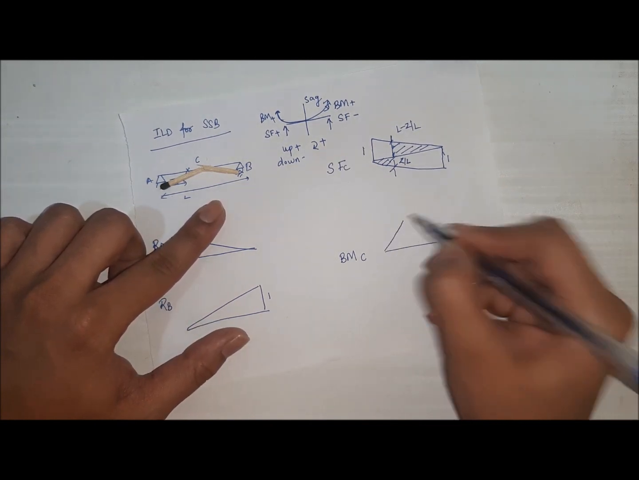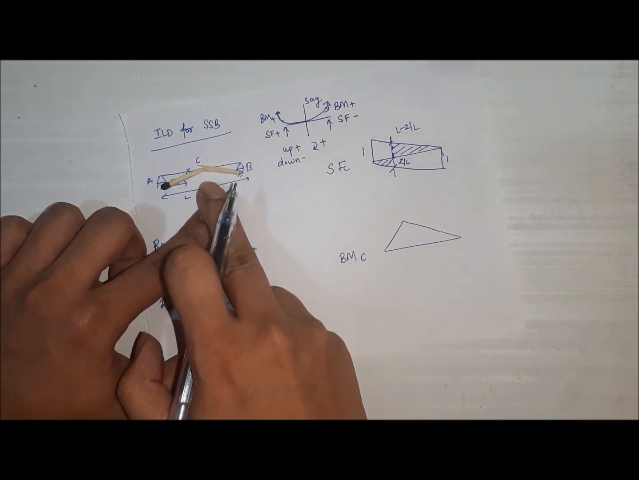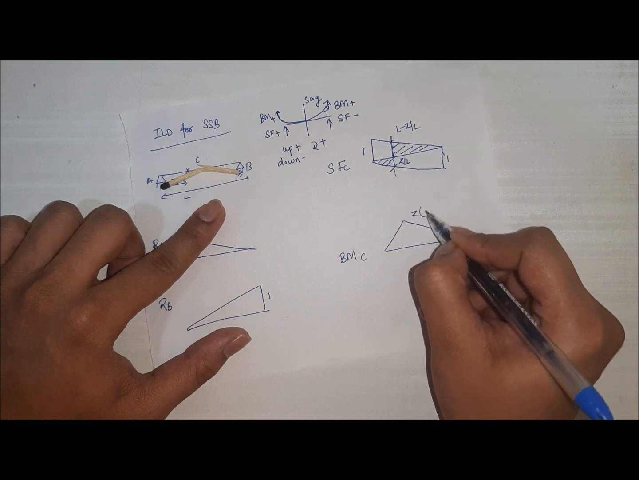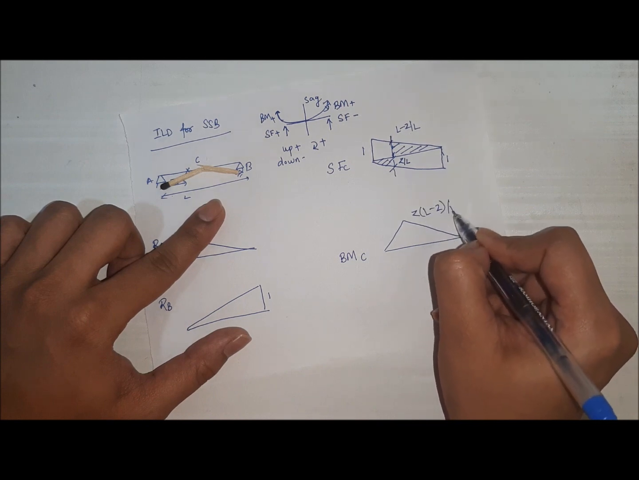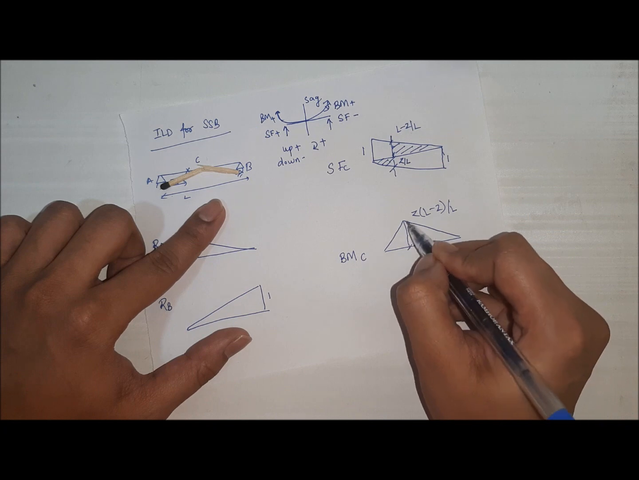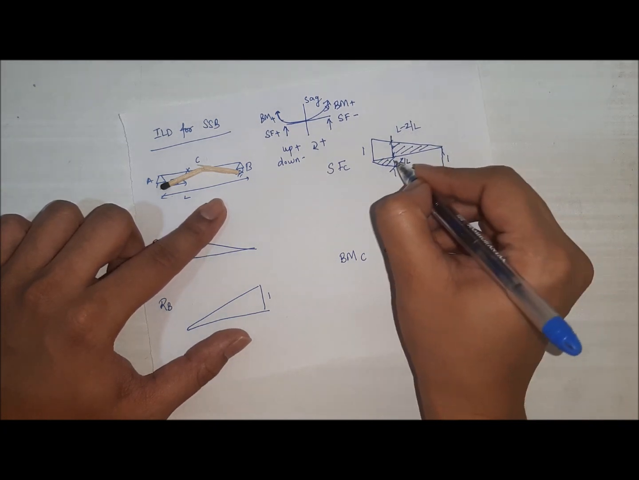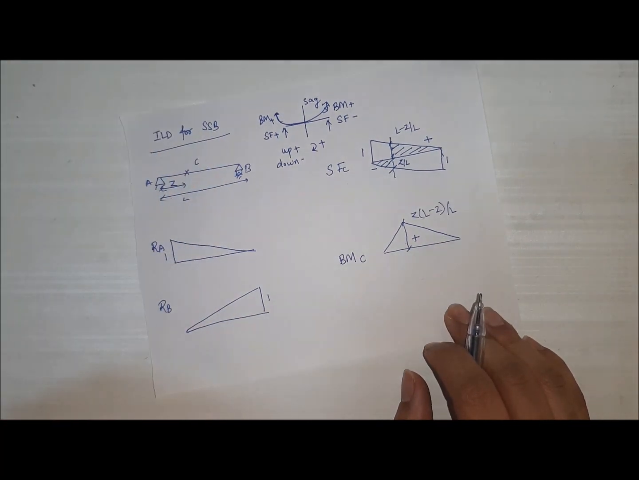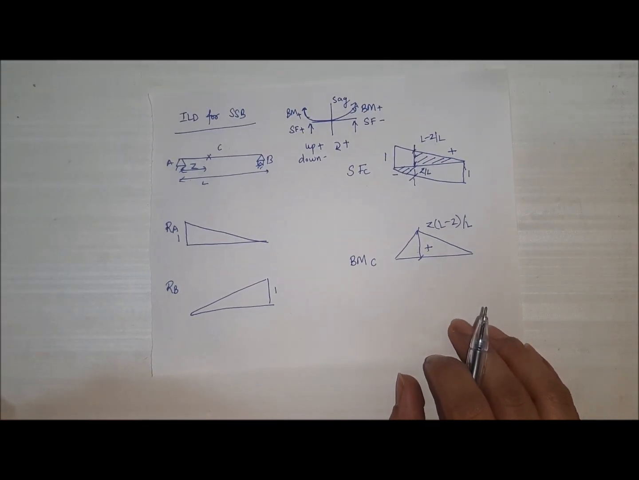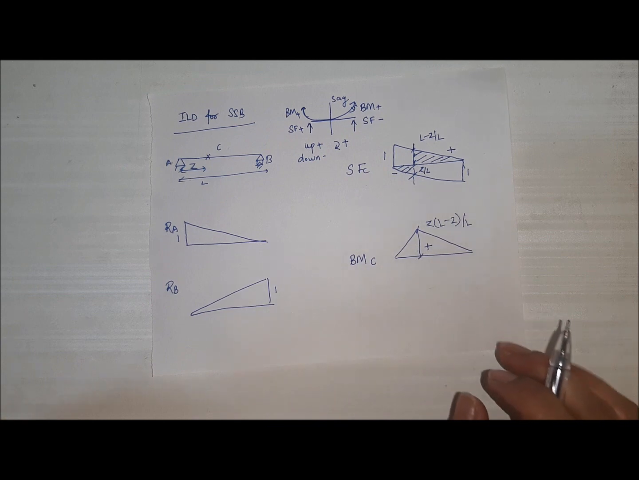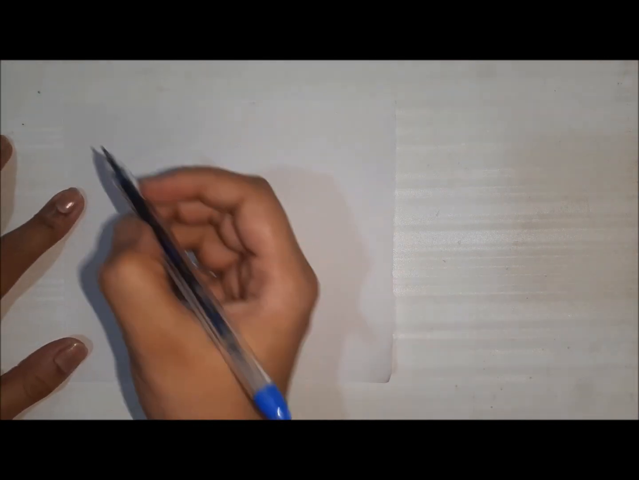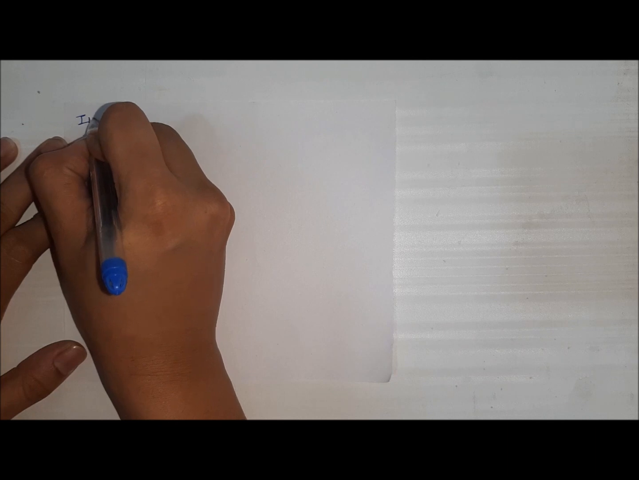So, the bending moment will be a positive triangle, as we have got over here. And the ordinate will be Z into L minus Z by L. This is positive. Here this part is negative and this part is positive. So these are the ILDs for simply supported beam. I think I am making myself very clear to you all. Now we have to plot the ILD for cantilever.